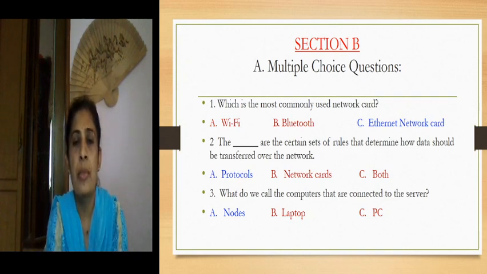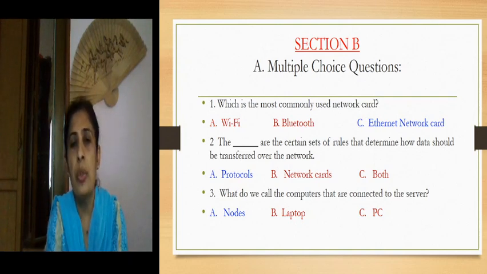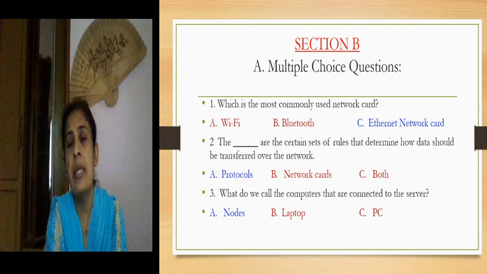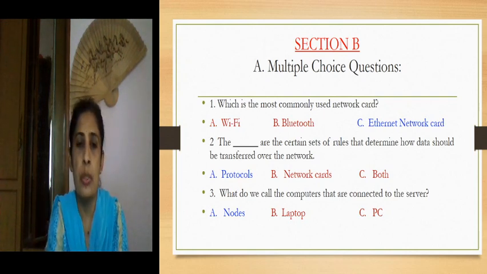Second one, the dash are the certain sets of rules that determine how data should be transferred over the network. Three options are there: protocols, network cards and both. And the correct option is protocols.